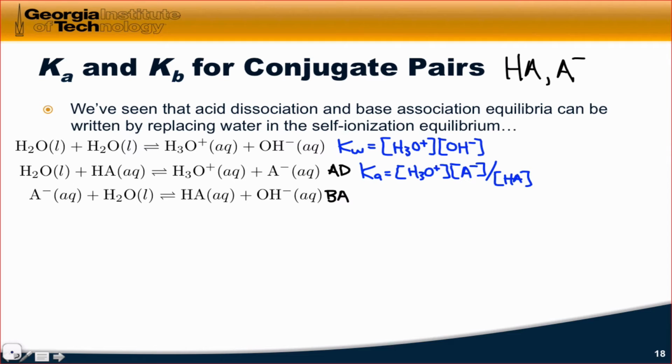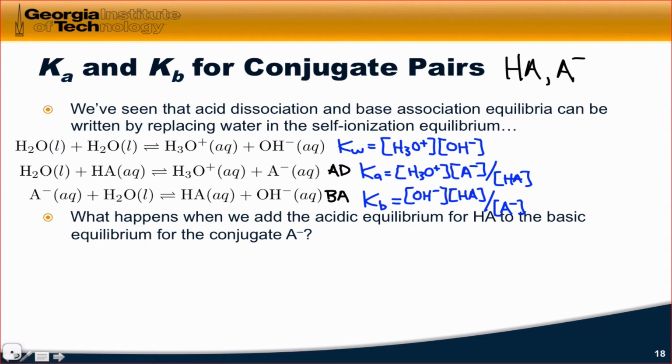And for this base association process, we can write that Kb is equal to products over reactants as well, which in this case is the concentration of hydroxide times the concentration of the conjugate acid, which, since we're dealing with HA and A-, is HA, divided by the concentration of the reactant, which in this case is the original base, A-.